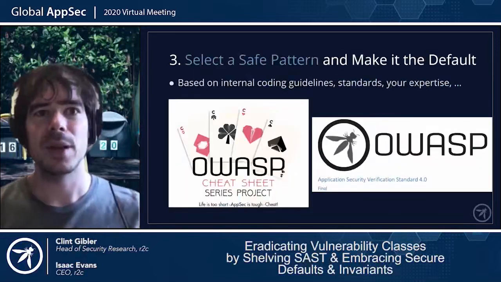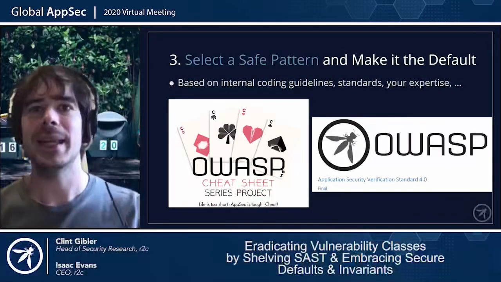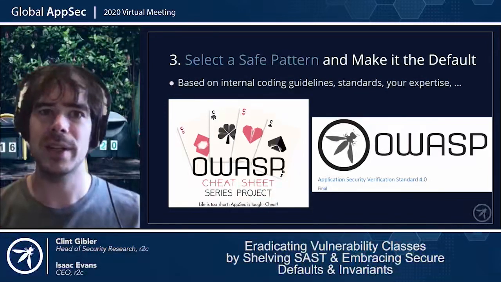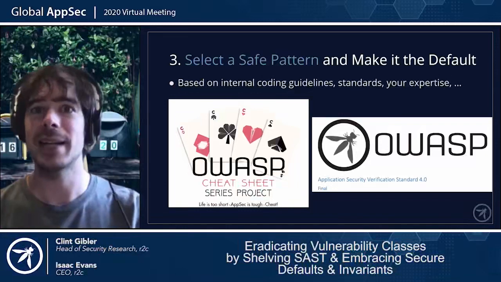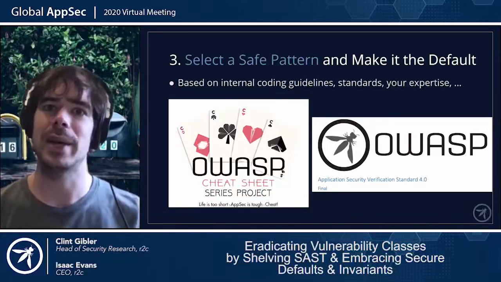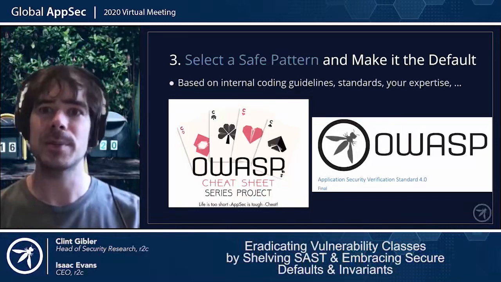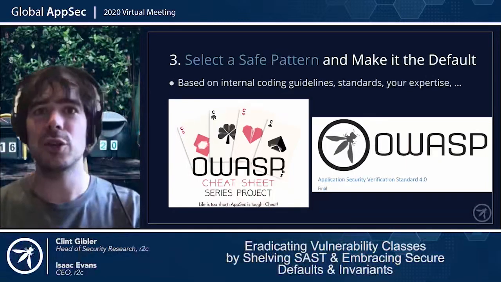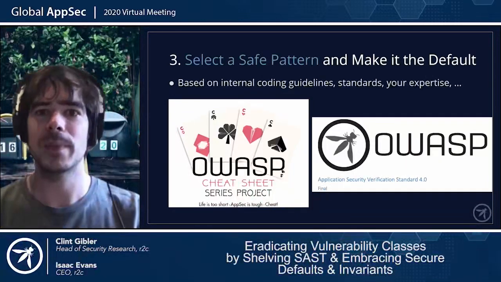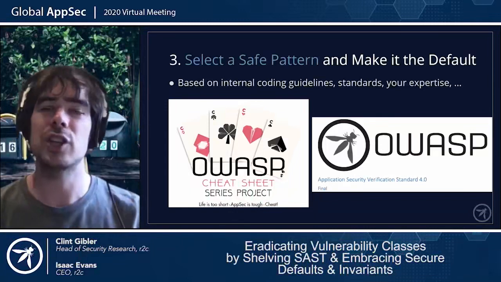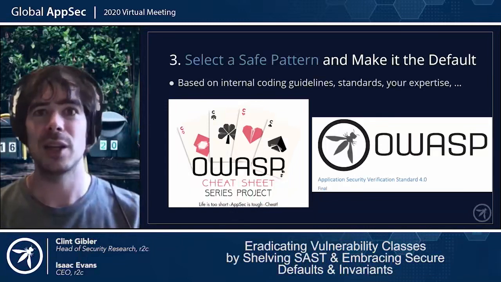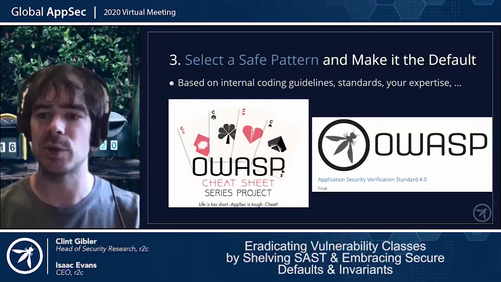Okay, so step 3 is we want to select a safe pattern and then make it the default. So how do we know what a safe pattern is? Perhaps your company has internal coding guidelines already, or you want to align to a standard like NIST. Maybe you have your own expertise. But I would also encourage you not to reinvent the wheel, right? So OWASP has a number of great resources, the cheat sheet project, as well as ASVS. Why not learn from the best the industry has written over time?